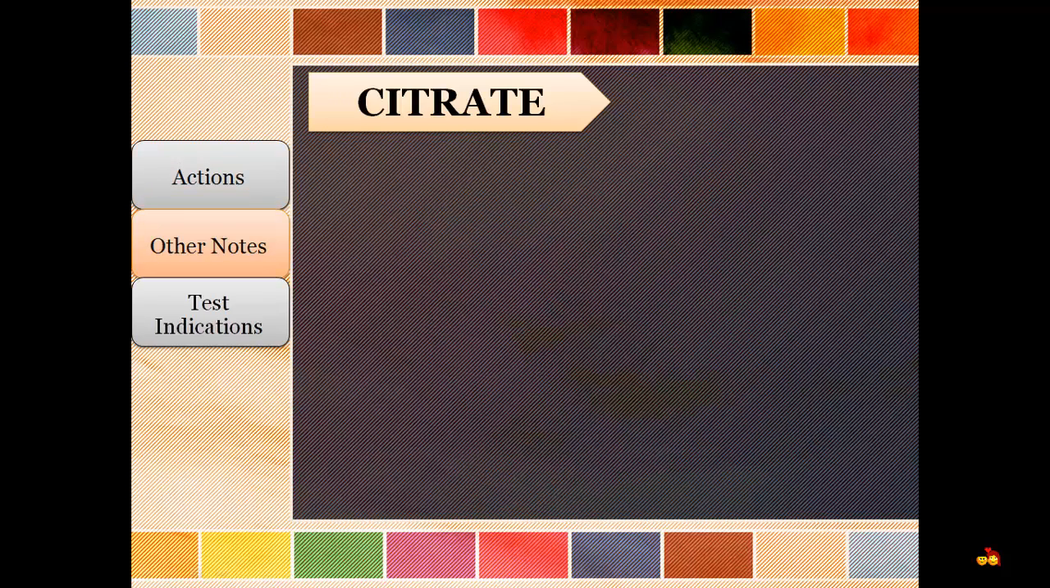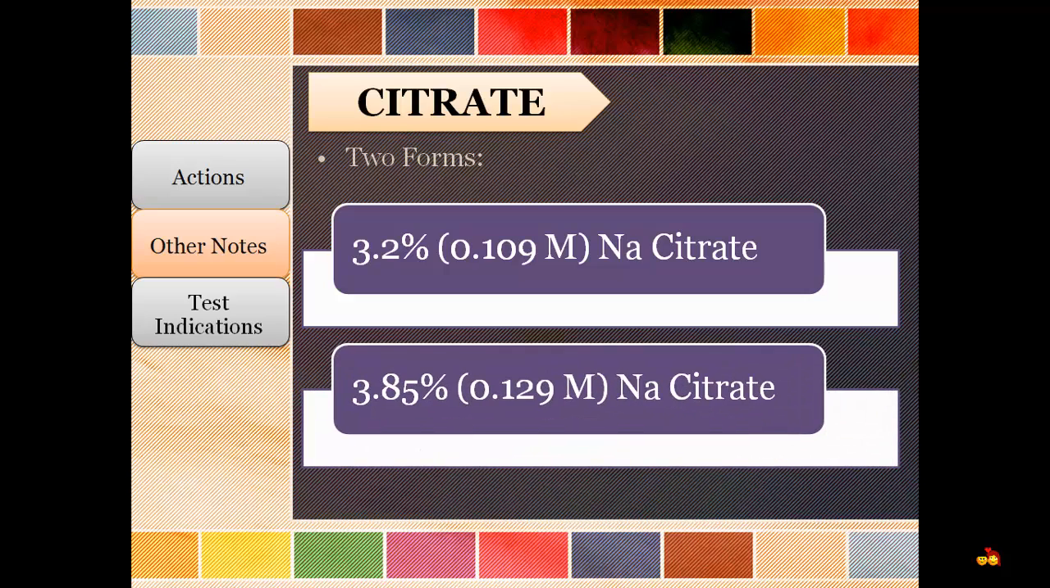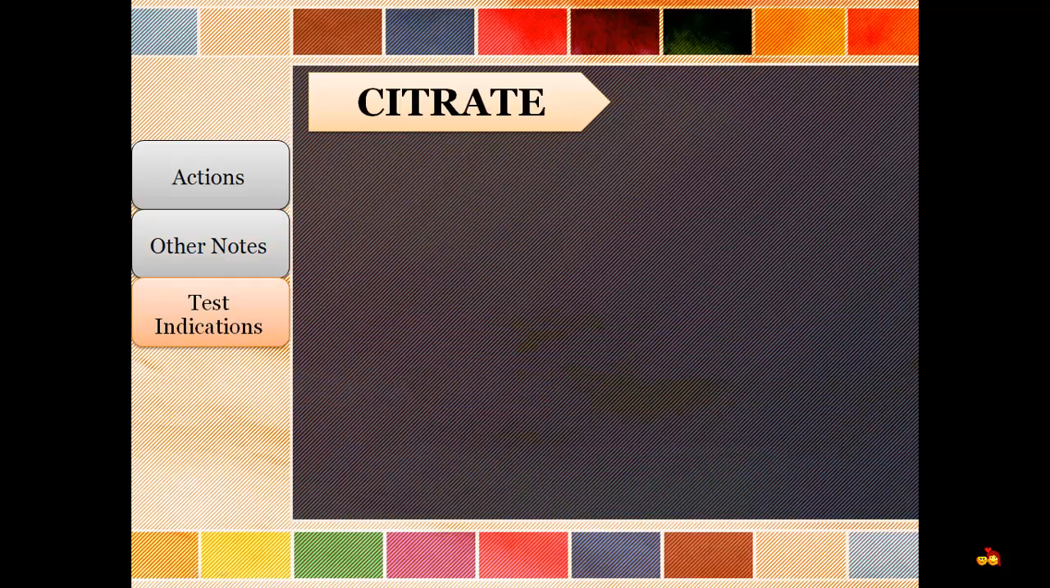Additional notes for our citrate. Our citrate actually has two forms. The two forms of our citrate differ in the concentration. So, what are these two forms? First is the 3.2% or 0.109 molar sodium citrate, and the other is 3.85% or 0.129 molar sodium citrate. So these are the two citrates available in the market, 3.2% and the 3.85% concentration.